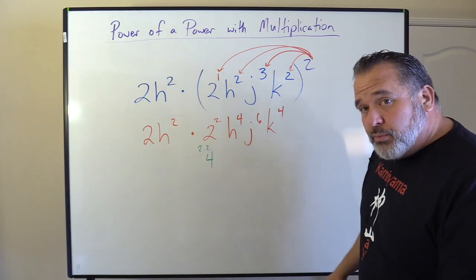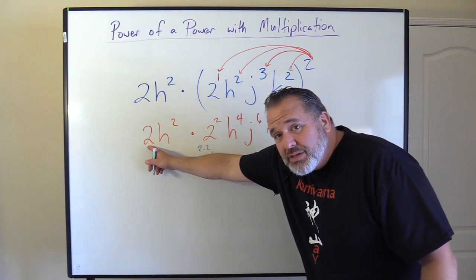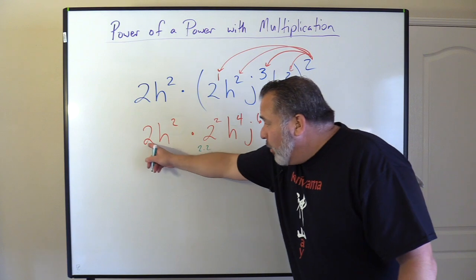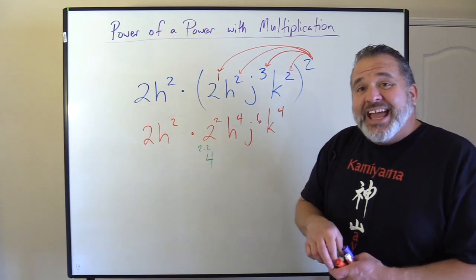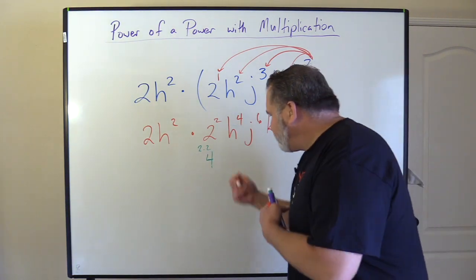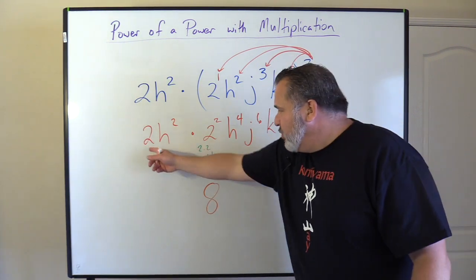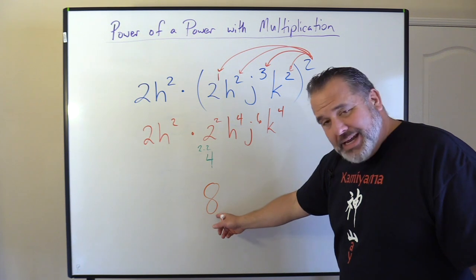So all I do is I take this 2 that's in front of the h, and I'm going to multiply it to this 4 right here. Now what's 2 times 4? 8. So I got an 8 here. That's going to be in my answer. I got an 8 because 2 times 4 is 8.